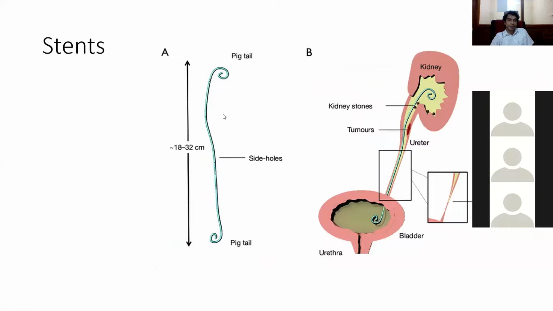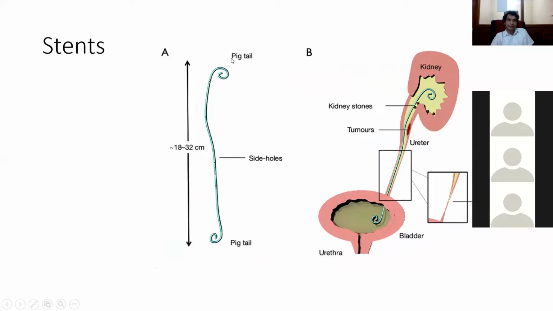Then a few words about another type of tube, which is called a stent. If you are interested, find out how these things got their funny name, right? Why are they called stents? Now, this is a ureteric stent. If there's a tumor or a stone or whatever blocking the ureter, you can insert this tube which goes in at one end and comes to the other. It's J-shaped at the two ends to prevent it from migrating upwards or downwards.